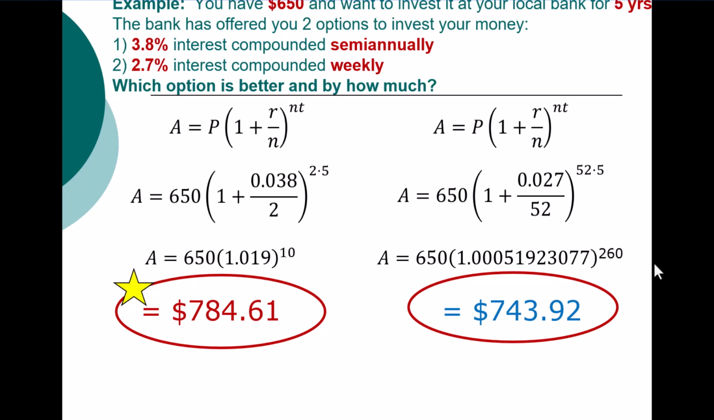So yes, the 3.8% semi-annually ends up being the larger amount. And that's because 3.8%, a little bit more than a full percent higher, is going to actually give us more money with that amount invested. All right, now let's answer the question. Which option is better and by how much? So we need to take the larger amount, subtract the smaller amount, and it's that first option, 3.8% compounded semi-annually, is the better option by $40.69.